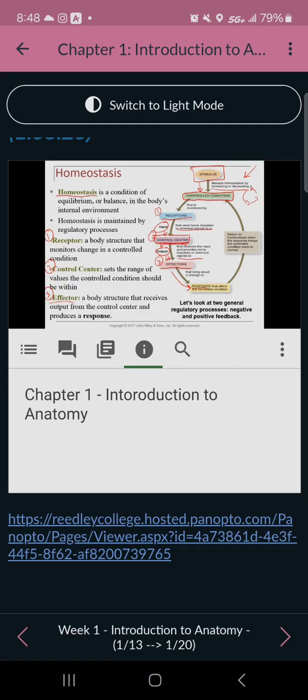So a group of receptors and effectors communicating with their control center forms a feedback system that can regulate a controlled condition in the body's internal environment. In a feedback system, the response of the system feeds back information to change the controlled condition in some way, either negating it, that would be a negative feedback, or enhancing it, which would be a positive feedback. Now let's look at two general regulatory processes, which are the negative and the positive feedback.